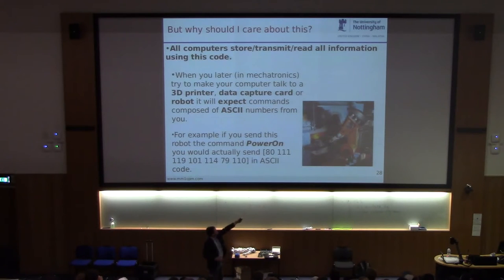So for example, if you have this robot here taking things in and out of a furnace, and you want to control it, it won't expect English characters. It will expect ASCII code, okay? So when you want to tell it to turn on, so power on, you can't just send it power on. You've got to send it 80, 111, 119, 101, 114, 79, 110, which is the ASCII code for power on. So whenever you want to talk to a device in your project, you're going to be sending ASCII code. You're not going to be sending it text.